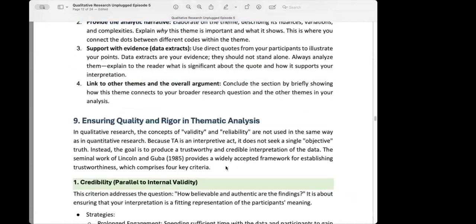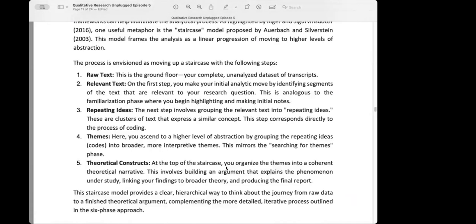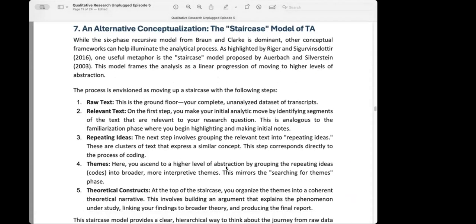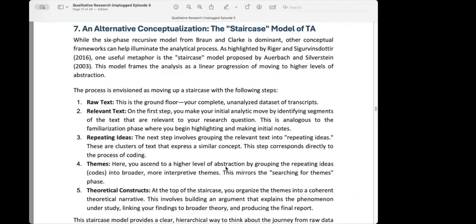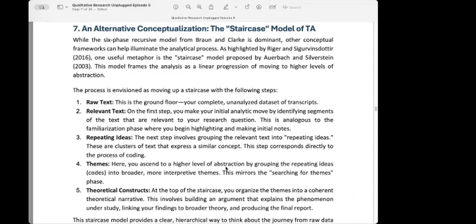One particularly illuminating metaphor I believe mentioned in the guide is the staircase model, proposed originally by Auerbach and Silverstein and highlighted more recently by Rieger and Sigurfinnsdottir. It offers a slightly different way to visualize the progression from data to insight. Indeed. And sometimes having a different mental model can really click for people.